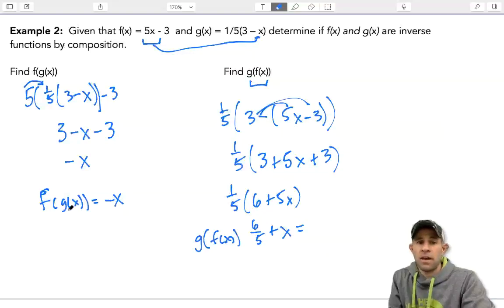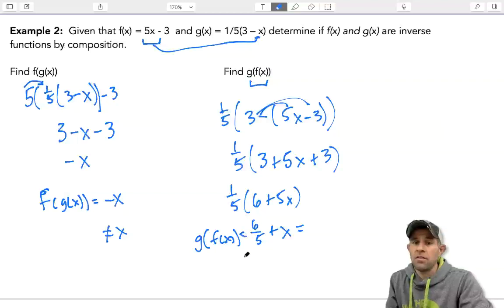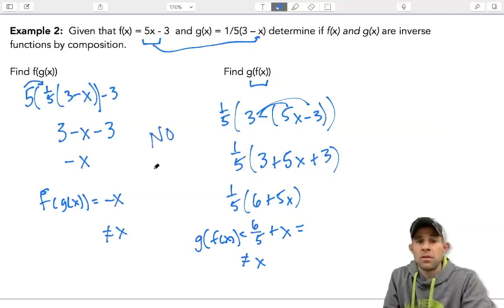You can see that f of g of x is not equal to x, and g of f of x is also not equal to x. Therefore, we say that no, these are not inverse functions.